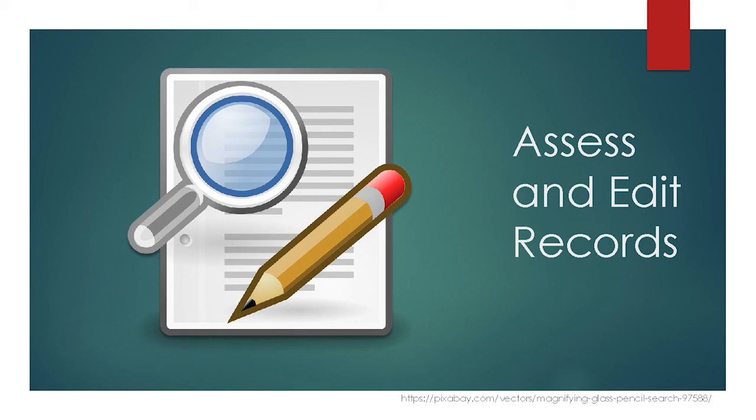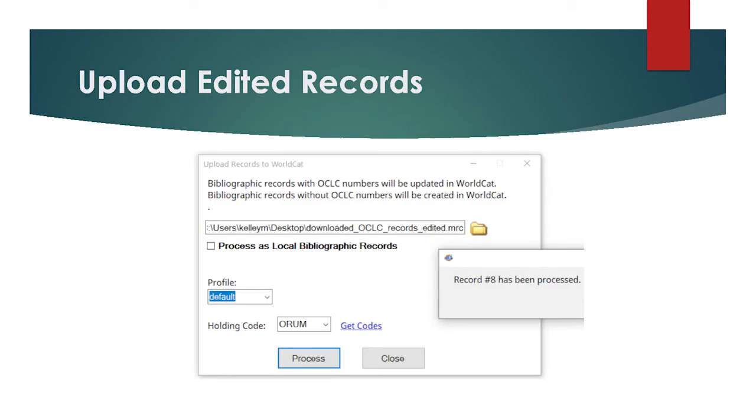Once I have vetted the set of records thoroughly, I add the new information. Then I run the validation function in MarcEdit just as an extra check. When I'm satisfied, I go to the Upload Bibliographic Records function in MarcEdit, select the edited file, and click Process. Again, I get an ongoing update as the records are processed.